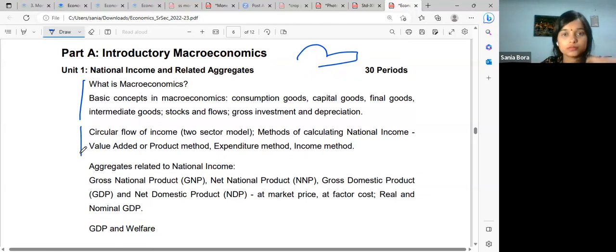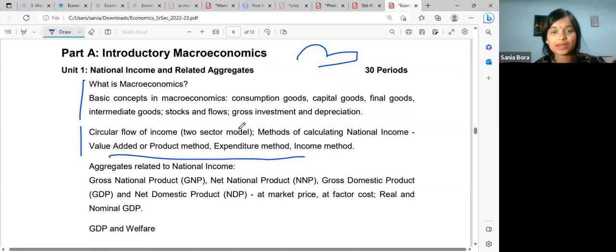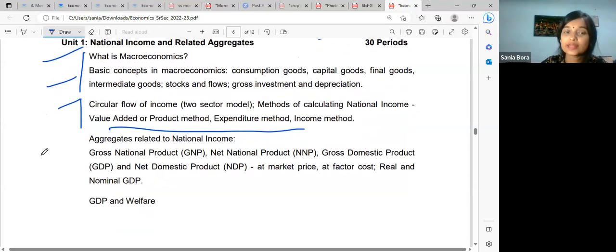Then the next chapter is where we'll be studying the circular flow of income in the two sector model. Earlier we had a four sector model, but now they have deleted that, and you just have to study the two sector model. In this, we will understand the methods of calculating national income. There are three methods: the value added method, the product method, and the expenditure method. What I teach is that the numerical part, I teach at last. First I'll teach you this, then the concept, then circular flow, then this, and after this I'll teach you this, right?